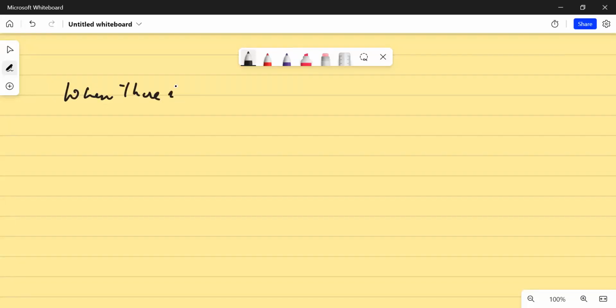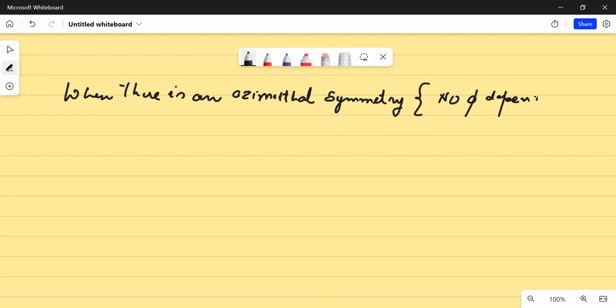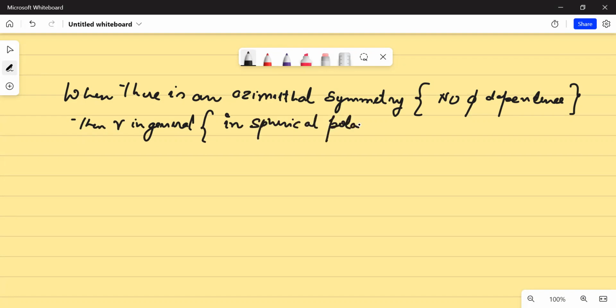there is an azimuthal symmetry, that is, there is as such no phi dependence, then the potential V in spherical polar coordinates, the solution of Laplace's equation del square V, is given by something like this.